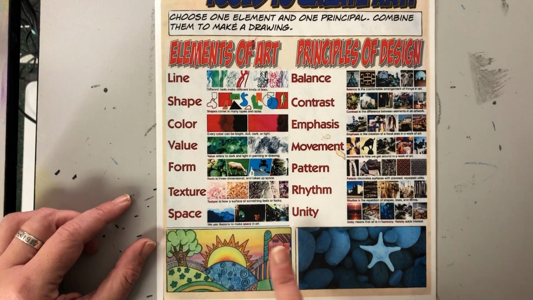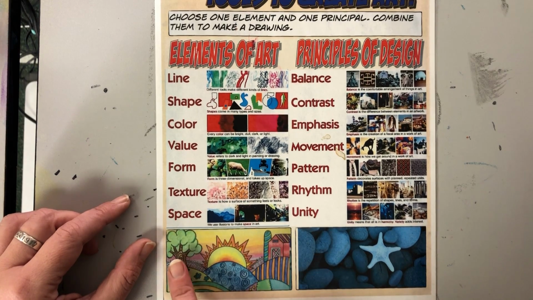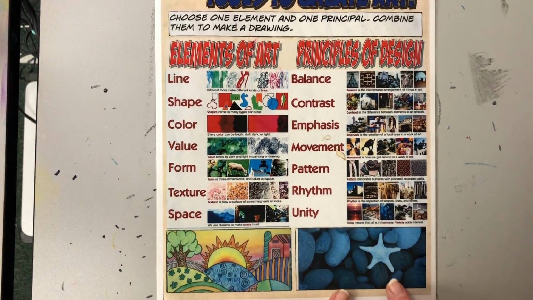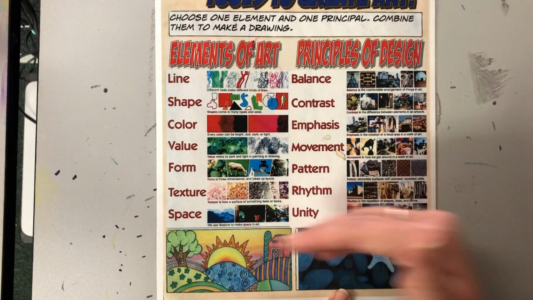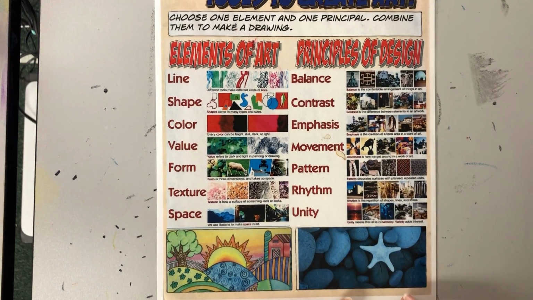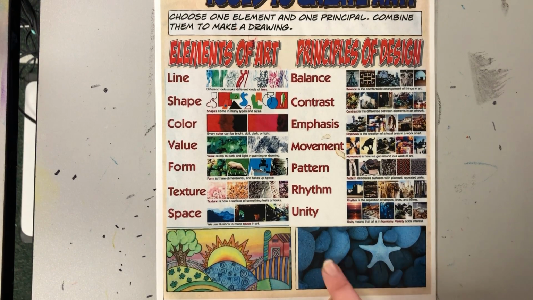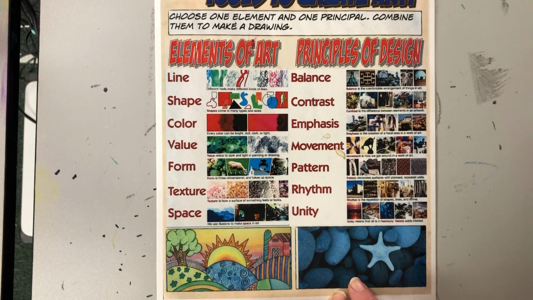It has balance. You've got something on this side, you've got something on this side, you've got something in the middle, it's balanced. I don't think there's movement. There's definitely patterns. And then over here, this one, think about all the different elements of art and principles of design that are in this. And when I look at this, the starfish stands out from everything else in it. So it definitely has emphasis.